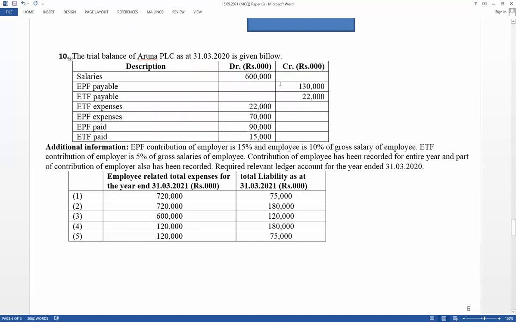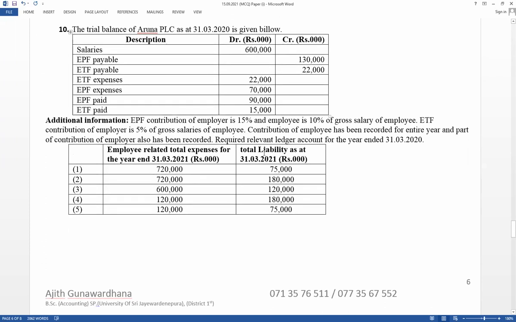It depends on the EPF contribution of employee. Now think about it: the EPF percentage has been given as normal. The contribution of employee has been recorded for the entire year. In this situation, the trial balance available is gross salary. Therefore, this is a gross salary. Now there is no need to calculate gross salary. Therefore, gross salary equals 600,000.